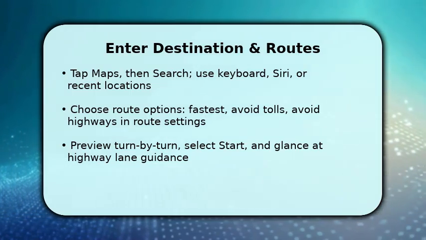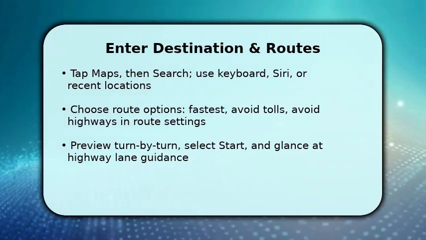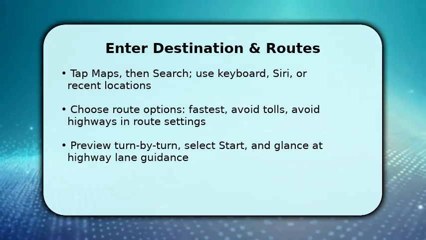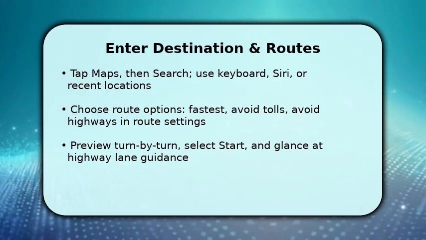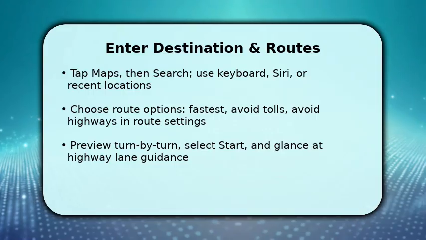Once a destination appears, compare suggested routes and pick the one that best balances ETA and traffic. Choose avoid tolls or highways if needed. Make sure lane guidance and voice volume are set to your comfort level. Then press Start to begin step-by-step directions.